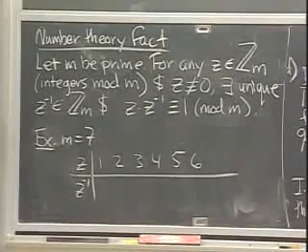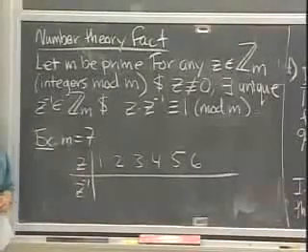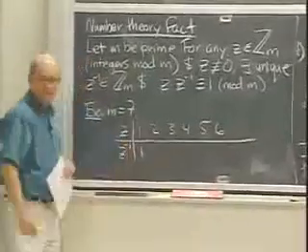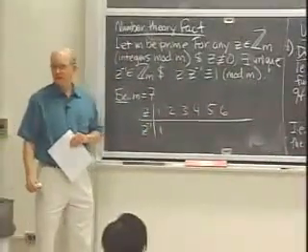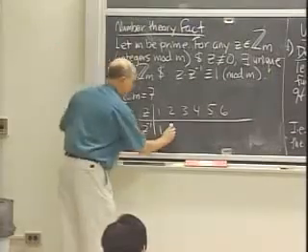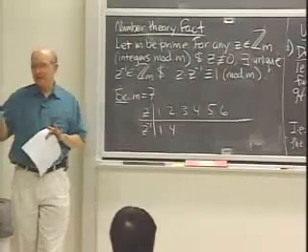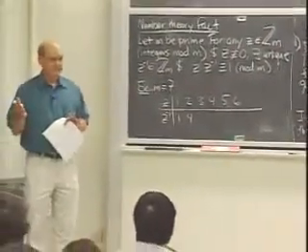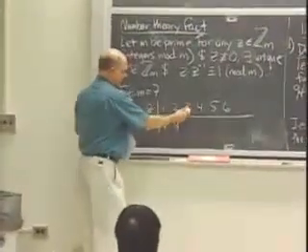Okay, so what's the inverse of 1? What number when multiplied by 1 gives me 1? 1, good. How about 2? What number when I multiply it by 2 gives me 1? 4, okay, because 2 times 4 is 8, and 8 is congruent to 1 mod 7. Okay, so I renormalize it. What about 3?